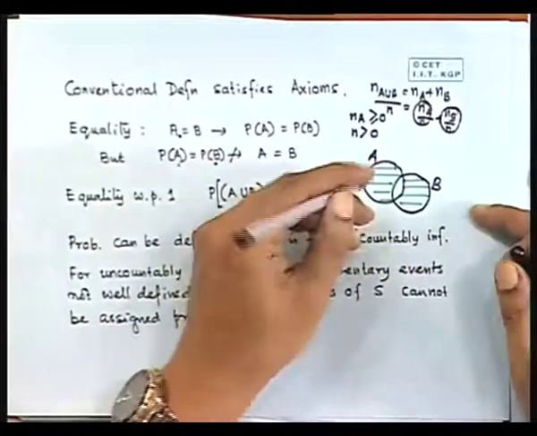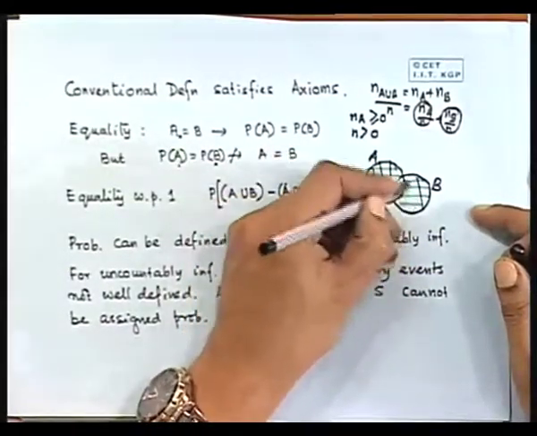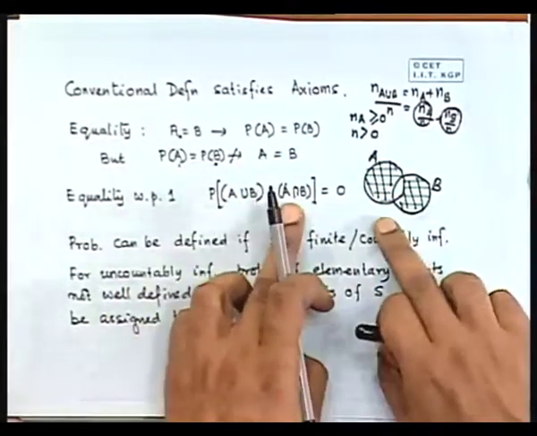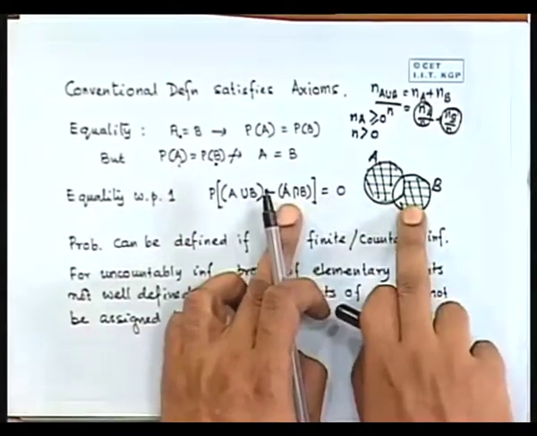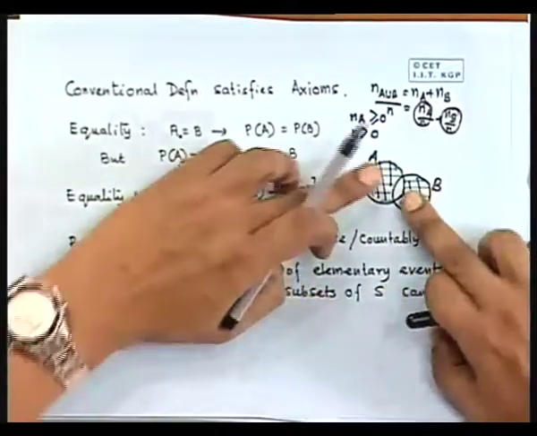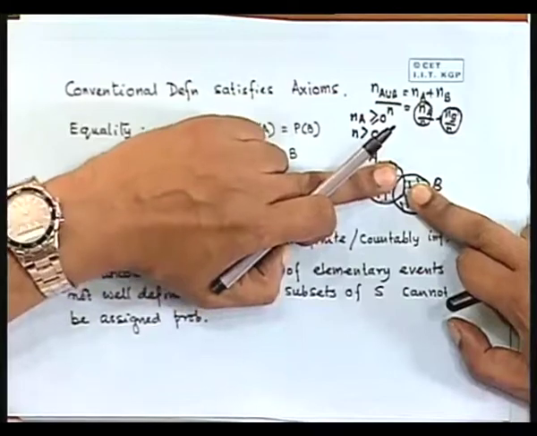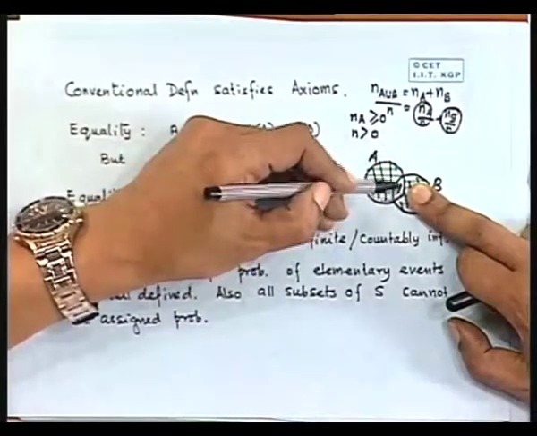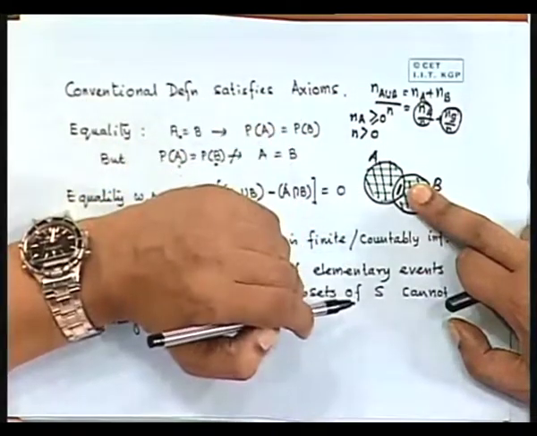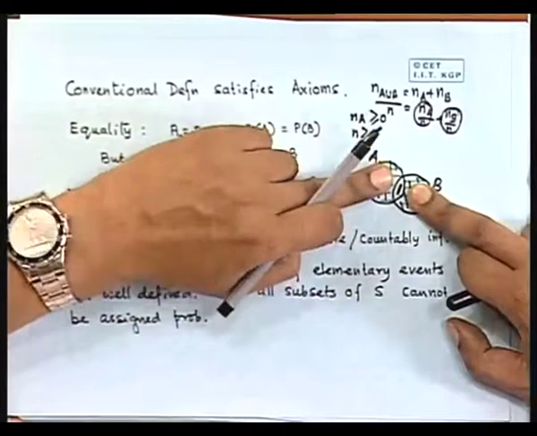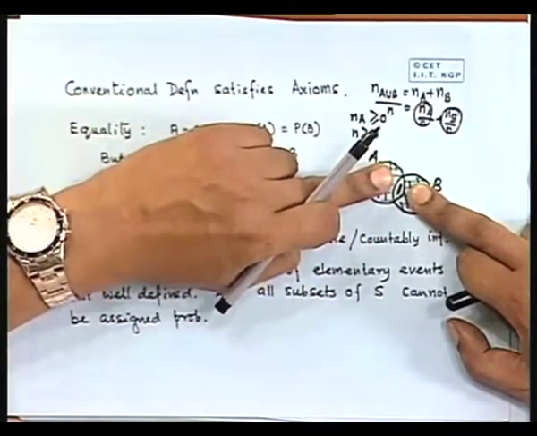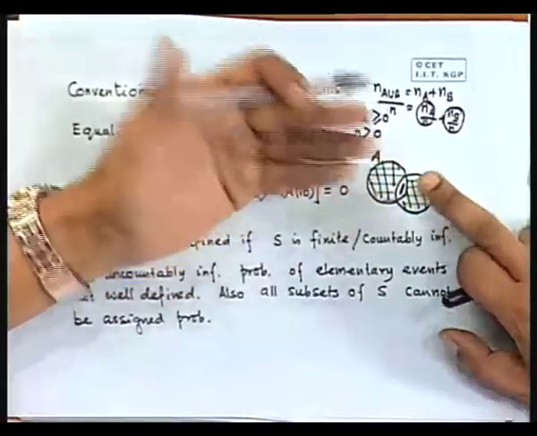But these events cannot occur, because the probability of this hashed part is 0, which means that these events cannot occur. Only this part can occur. So if these events cannot occur, as far as probability is concerned, the sets A and B are equal.